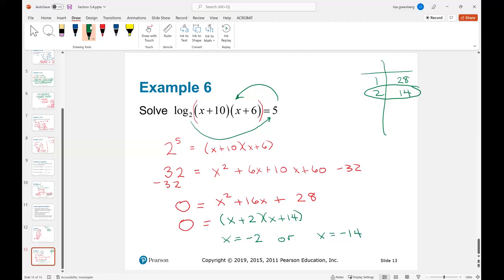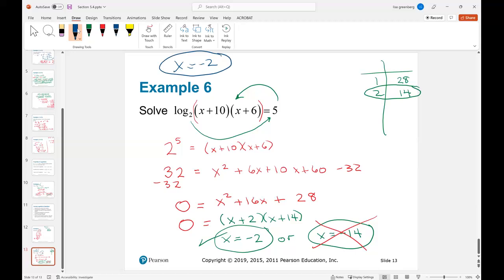Well, if I put x equals -2 into my function, everything is still positive, right? -2 plus 8 is, -2 plus 10 is 8, and -2 plus 6 is 4. So that works. But this -14, it's going to give me a negative value. So that does not work. So if I want to know what my answer is, my answer for this whole equation is x equals -2.